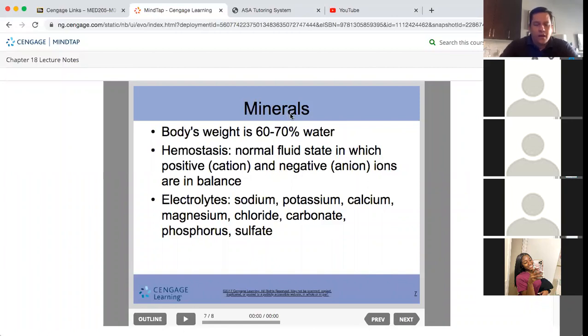Minerals in general are non-organic substances that are essential constituents of all body cells. Minerals play an important role in maintaining the water balance of the body. Let's start with electrolytes. The body's weight is 60 to 70% water. All cells are bathed by an aqueous solution that brings nourishment to the cells and removes waste.